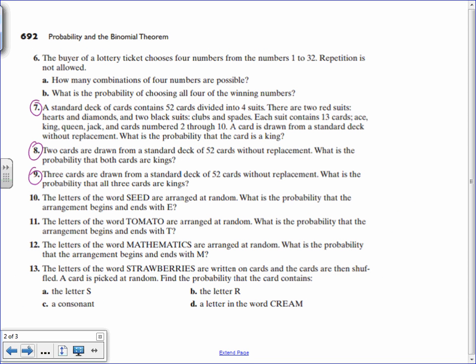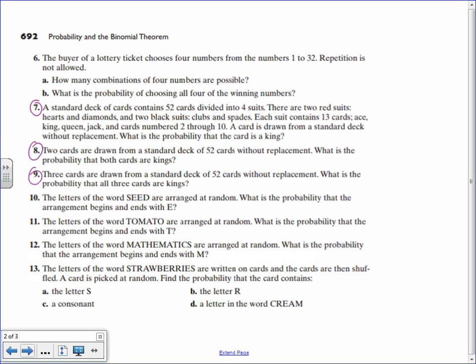On to the next page is the probability. You've got to do 7, 8, 9. 7: a standard deck of cards contains 52 cards divided into 4 suits. There are 2 red suits, hearts and diamonds, and 2 black suits, clubs and spades. Each suit contains 13 cards: ace, king, queen, jack, and cards numbered 2 through 10. A card is drawn from a standard deck without replacement. What is the probability that the card is a king?